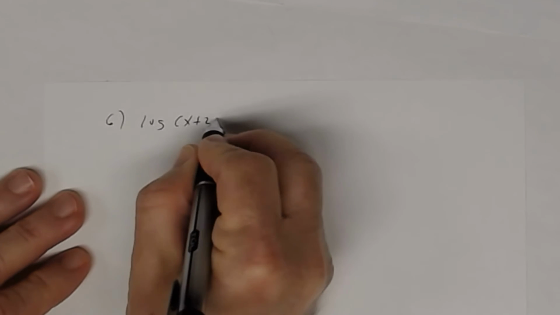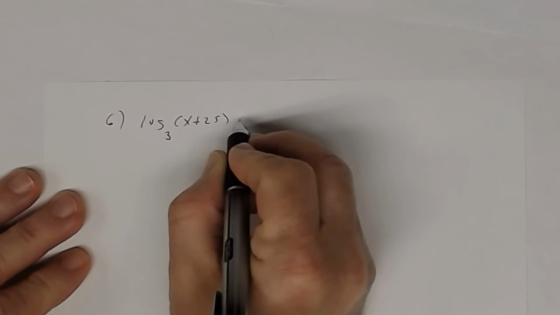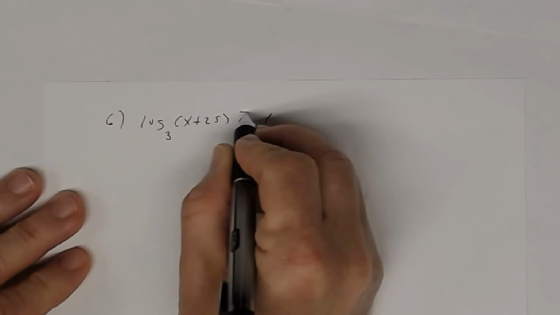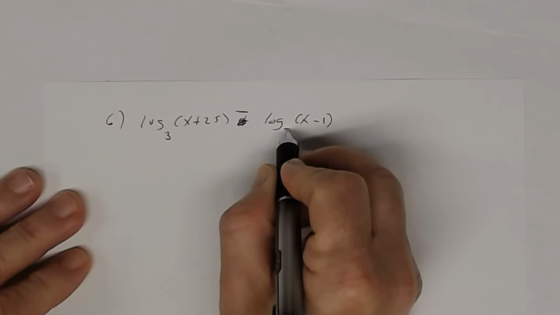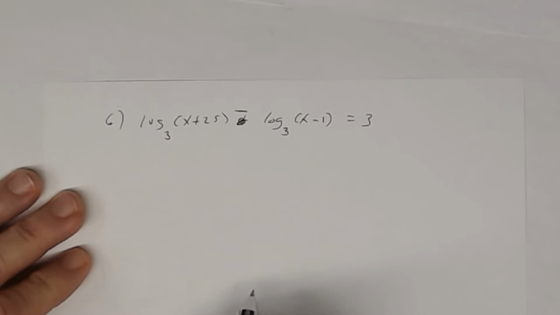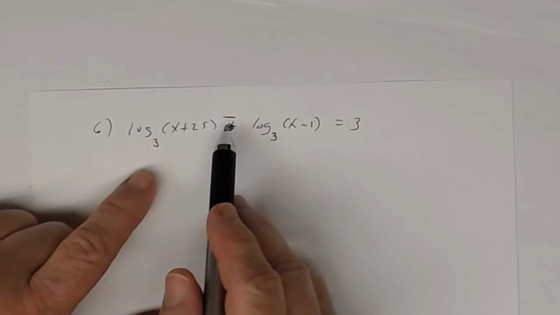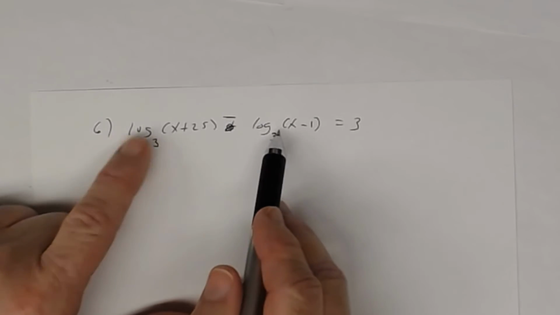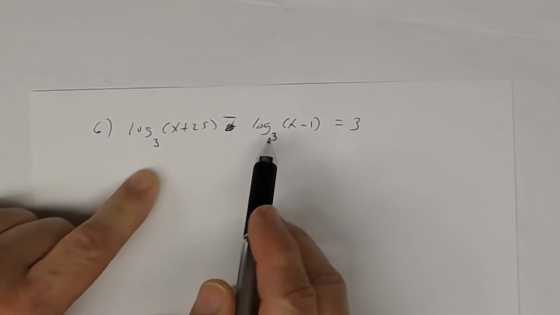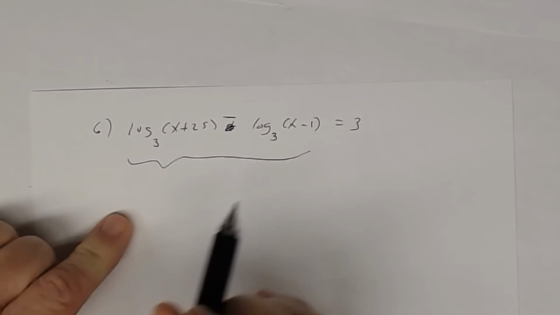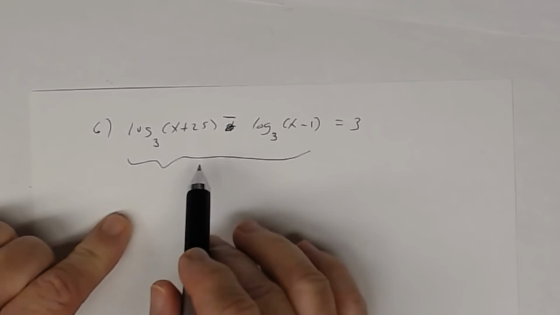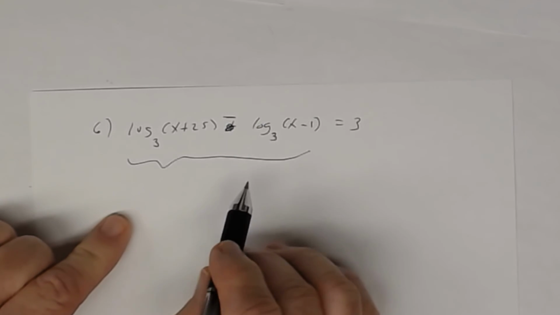So we have the log of x plus 25 base 3, minus the log of x minus 1 base 3, equals 3. Notice that I have the difference of two logs, but the base is the same. So I'm going to have to write this as one log term. Since that's a subtraction, I'm going to use the quotient rule, or the division property.